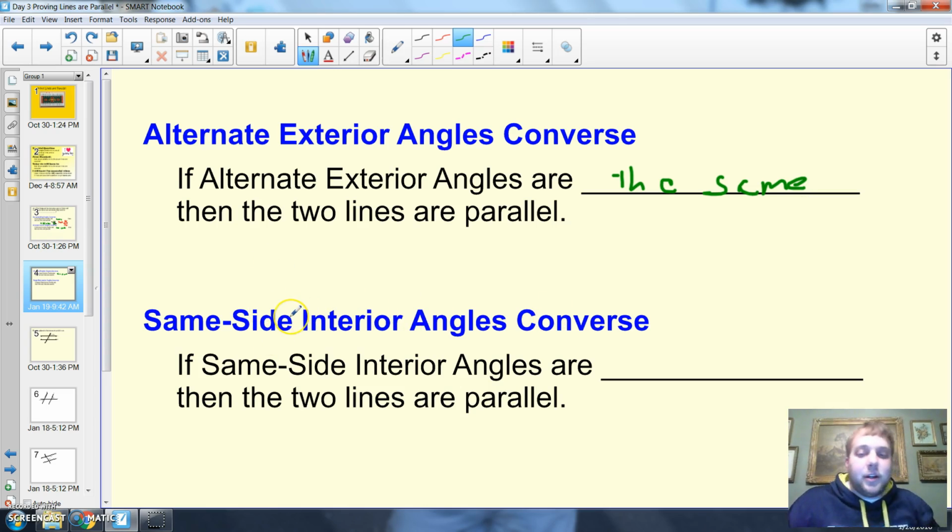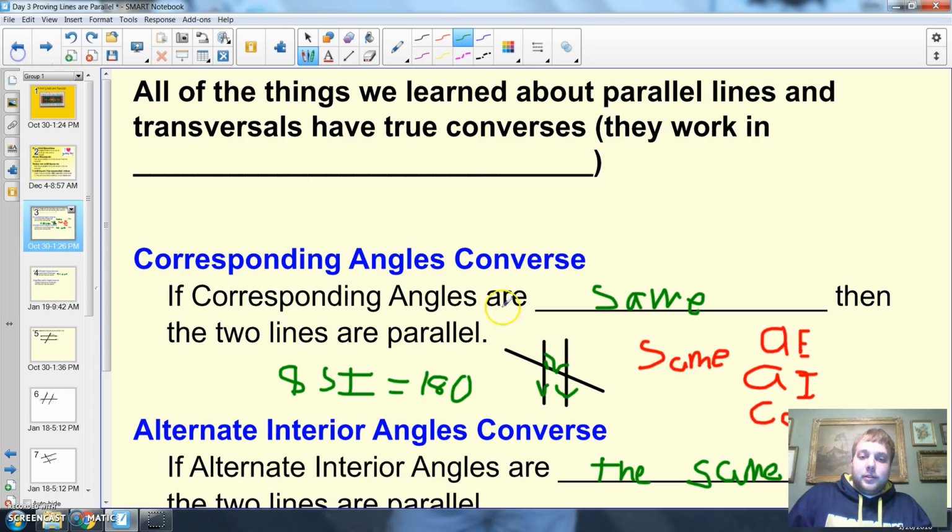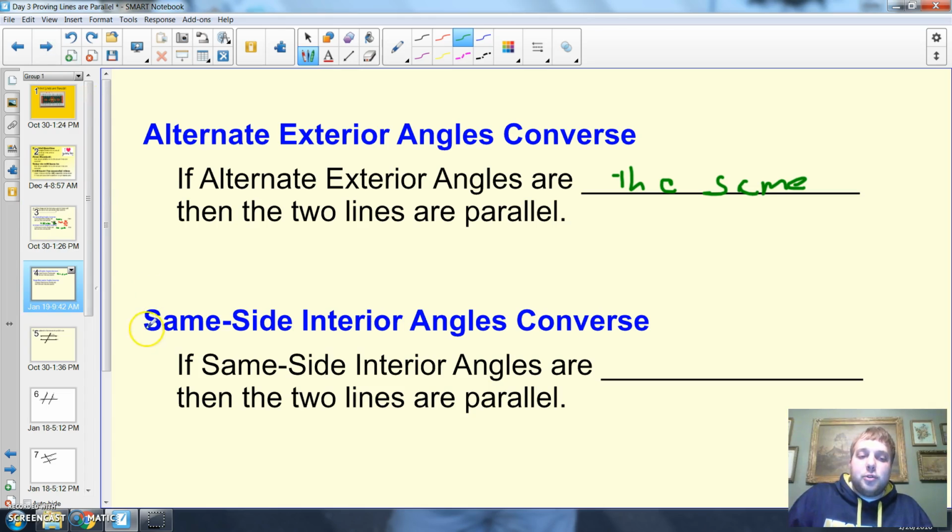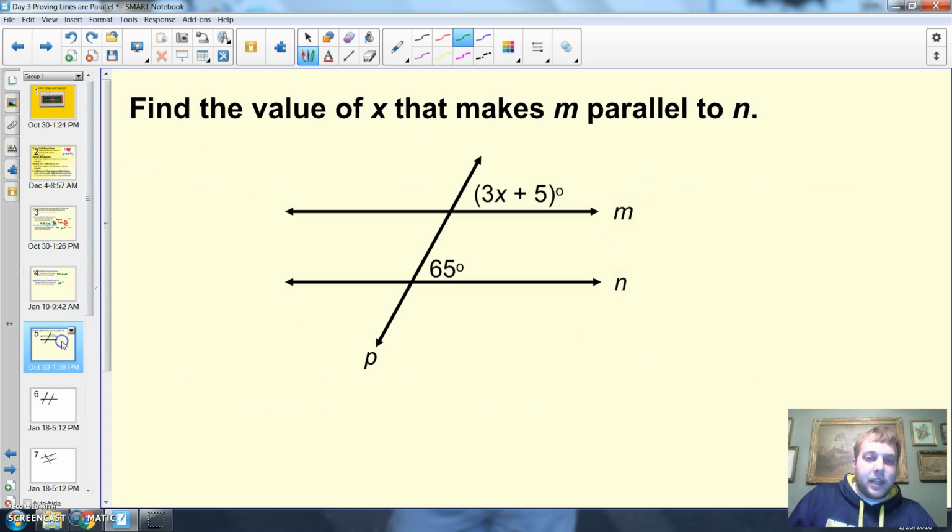And then same side interior angles: remember, this is the ugly stepsister here. Same side is kind of out on its own. We know same side interiors have to add up to 180. So if the same side angles are a summation of 180 degrees, then the two lines are parallel. So we're going to be testing this out.